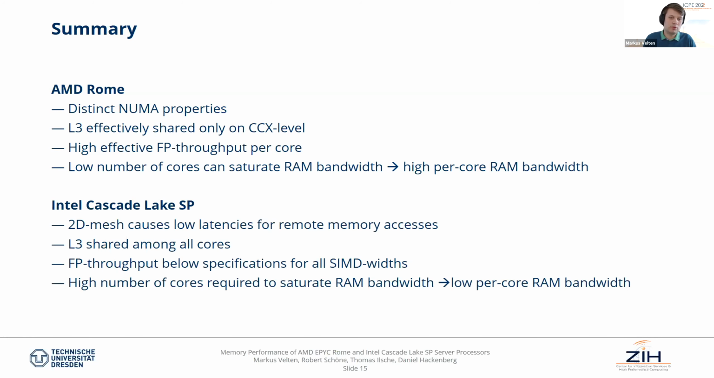On the Intel system, on the other hand, we've seen that the 2D mesh monolithic design causes low latencies for remote memory accesses throughout the entire socket, which means that the L3 can be shared effectively for all cores. We have, however, seen a floating point throughput that's below specifications and expectations. And we've seen that a high number of cores is required to saturate the main memory bandwidth.